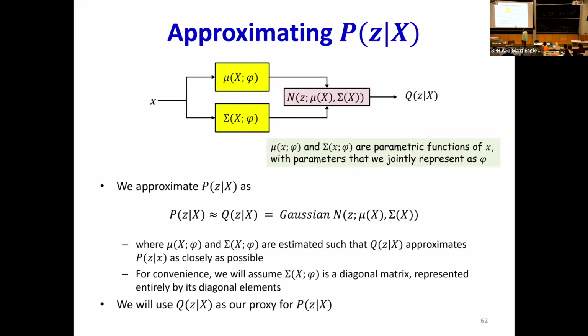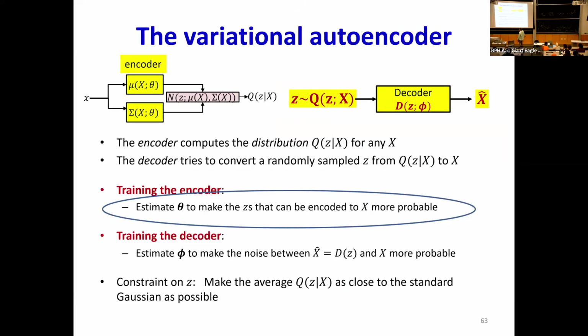And of course, it's going to be mu of x semicolon phi. Phi represents the parameters of the network that computes the mean and the variance. Now, the variance itself, there's no restriction on the variance, but I'm going to assume that the variance is a diagonal variance because mathematically it's the most tractable one. And now I'm going to use Q as a proxy of P, right? So we figured out what the Q looks like, the approximation.